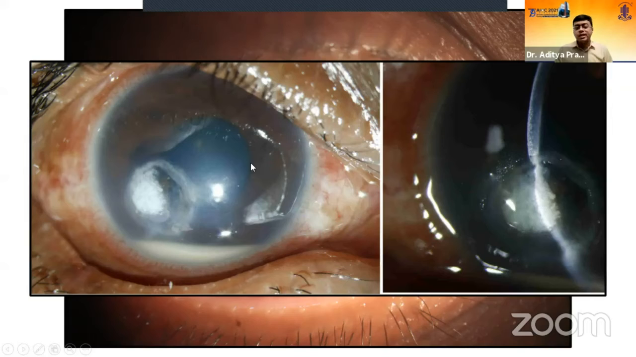So initially we decided the patient would be taken up for a tarsorrhaphy along with the injection of intrastromal antifungals. For some reason, the surgery could not be performed and the patient was lost to follow-up. But somehow the ulcer has worsened.